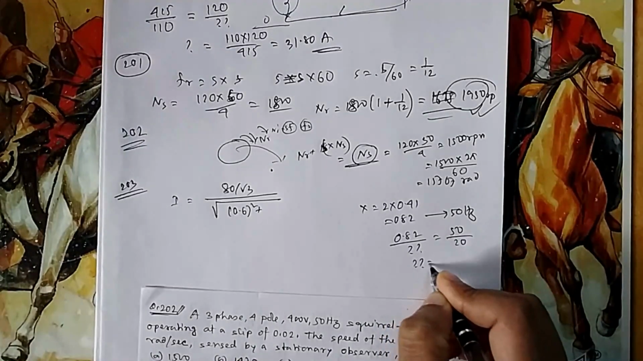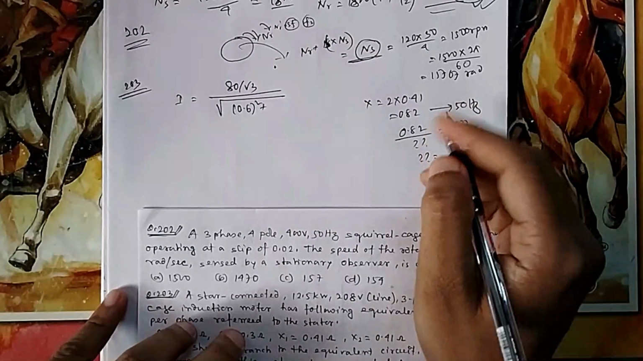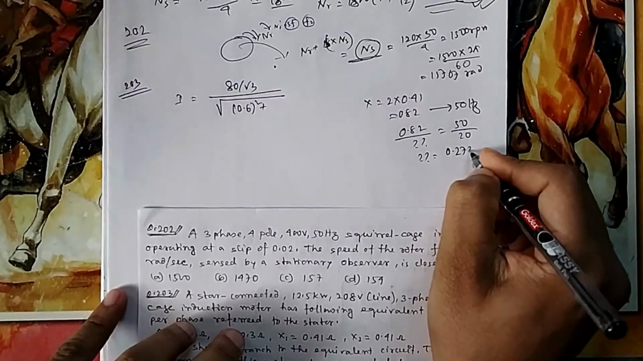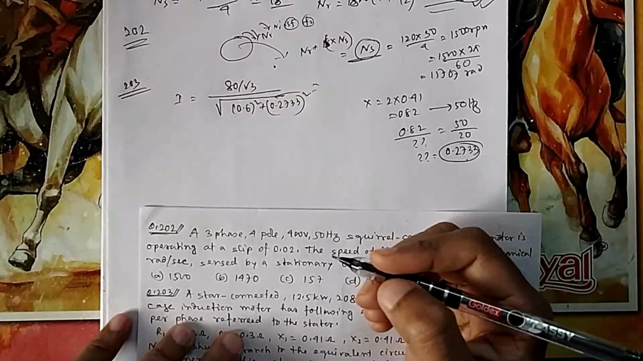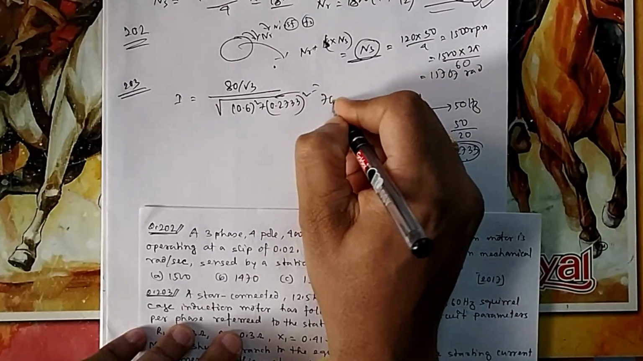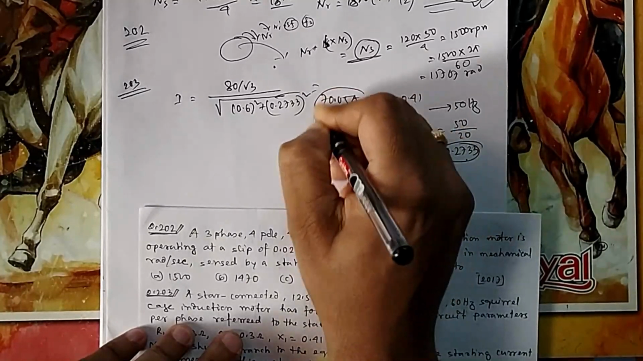If you solve it, you will get 0.2733. So you put 0.2733. That change you have to make, because X is changing as you have changed your frequency. So it will be 70.05 ampere. So that is your answer.